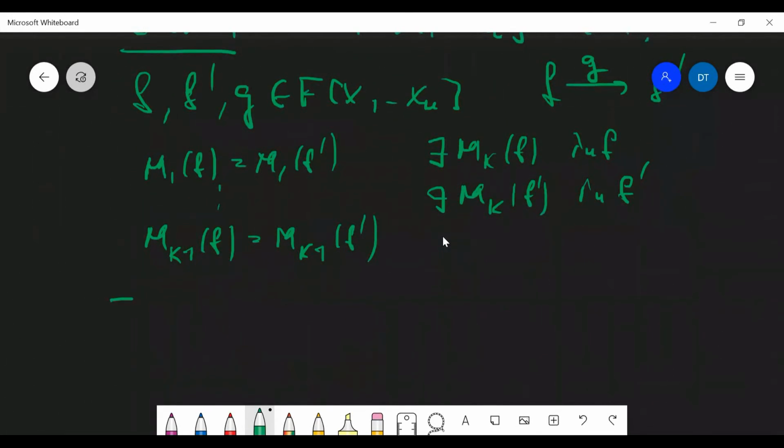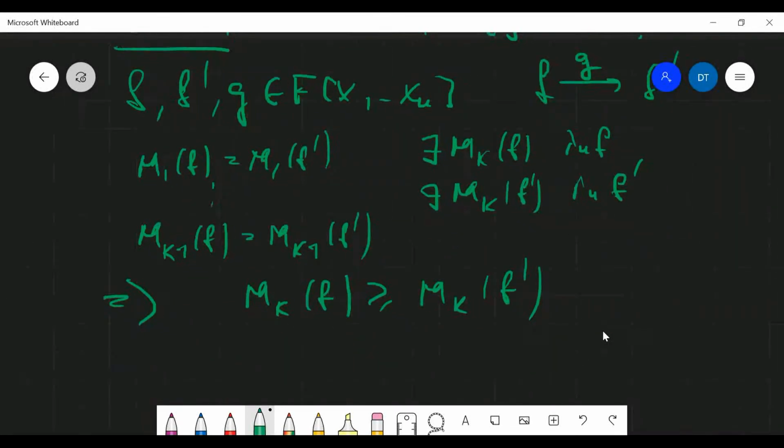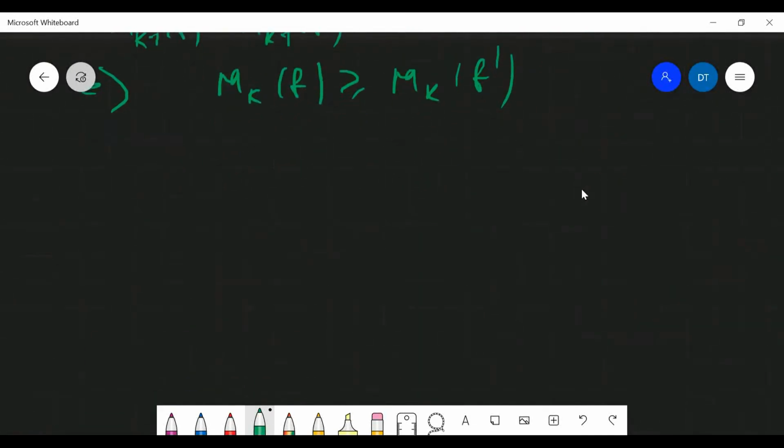Then the claim is that Mk of f must be greater or equal to Mk of f prime. So this is the claim. This is just some auxiliary claim that I need to use in the proof. So let me show you what's going on here. Let me write the polynomial f. We can write it like this.